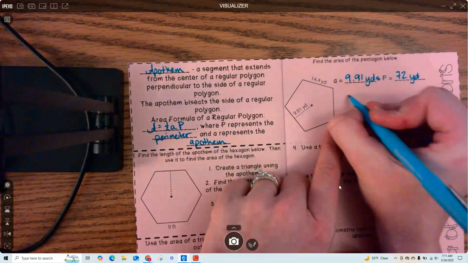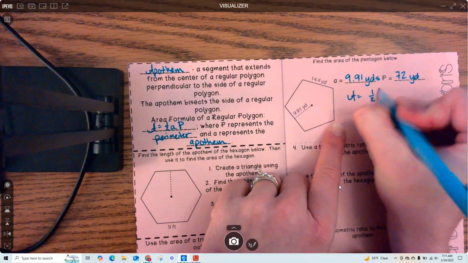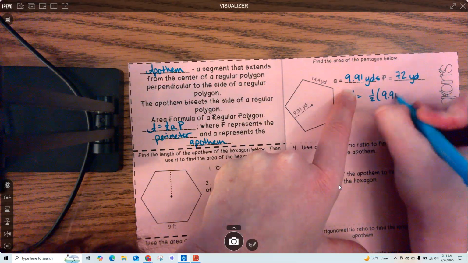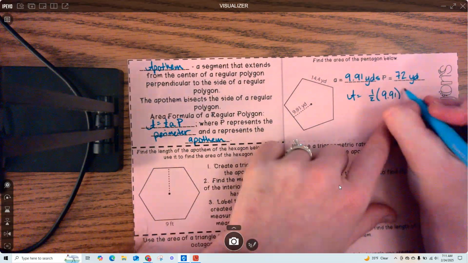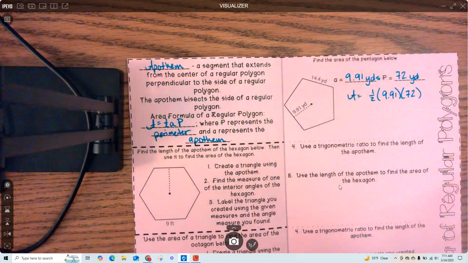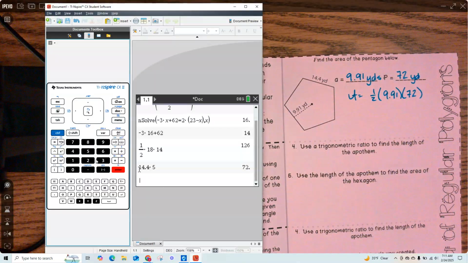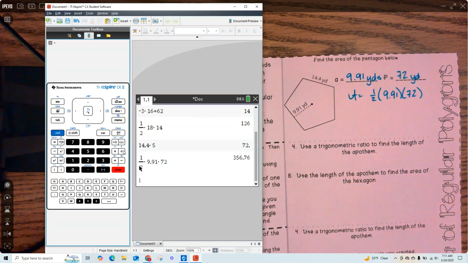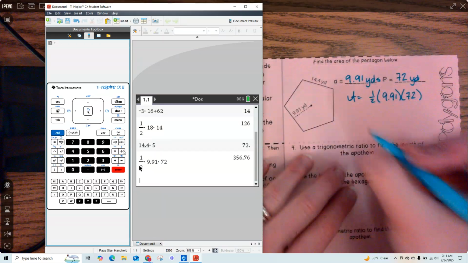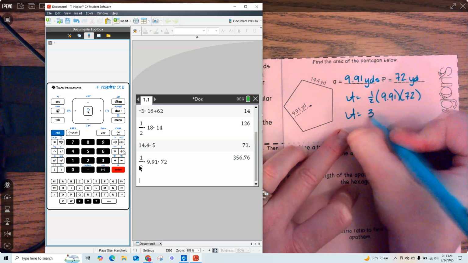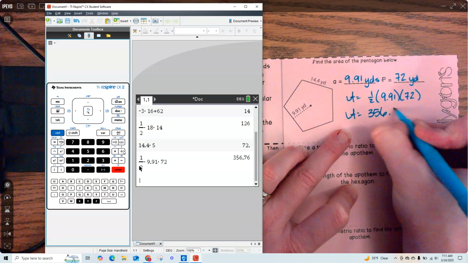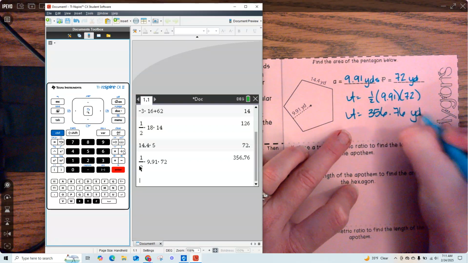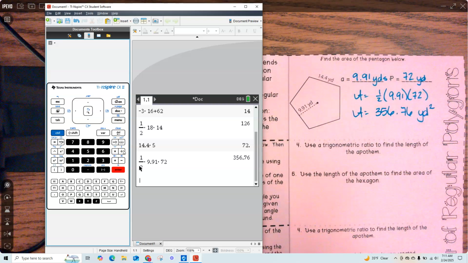So A equals 1/2 little a times the perimeter. And this one you can just type in your calculator. Nothing to solve. And my area is going to equal 356.76 yards squared.